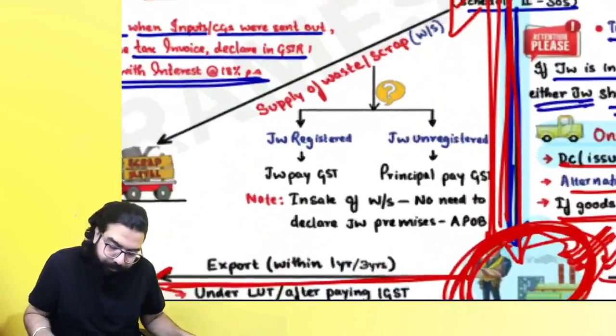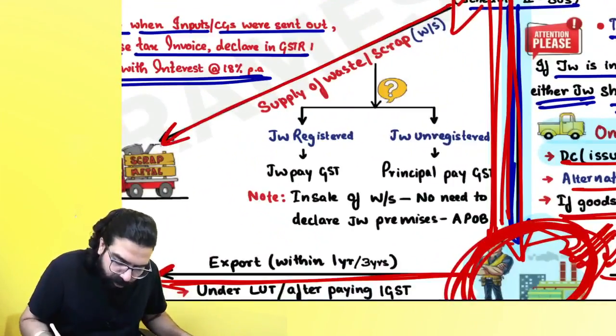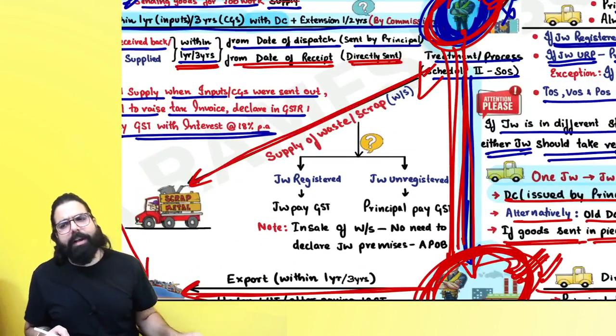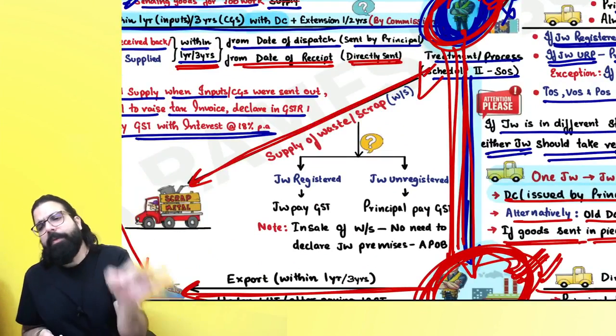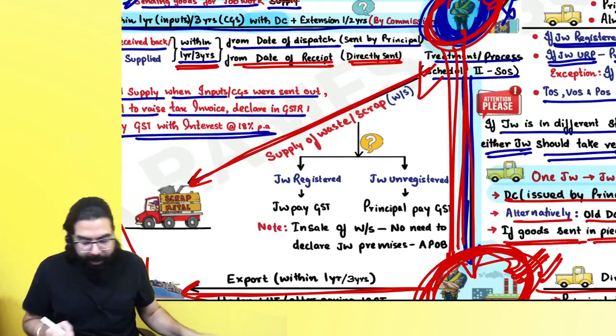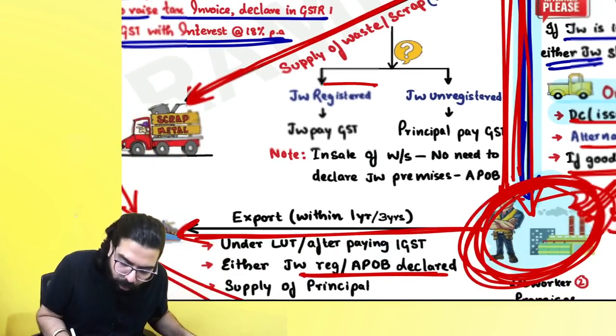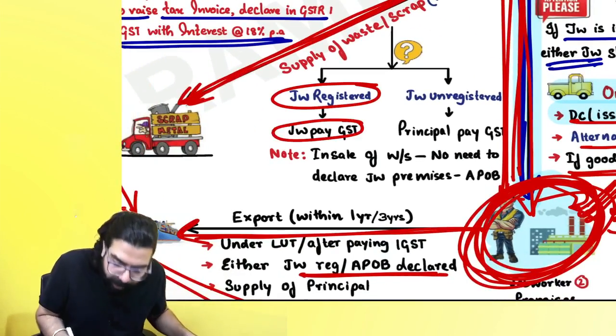Okay, sir. Now, supposing when the job worker did the job work, some waste or scrap was generated. Always remember one thing: in the case of waste or scrap, if it is sold from the job worker's premises and the job worker is registered, the job worker will pay the GST.